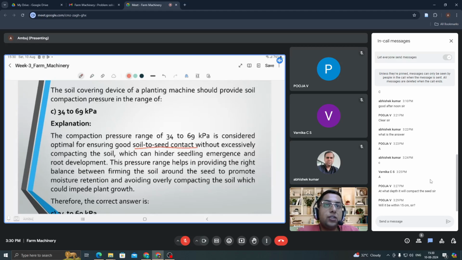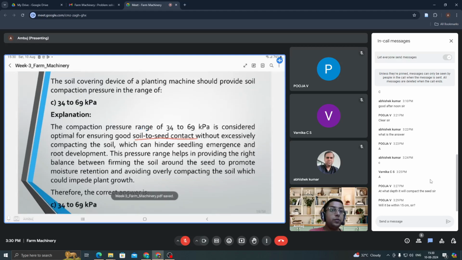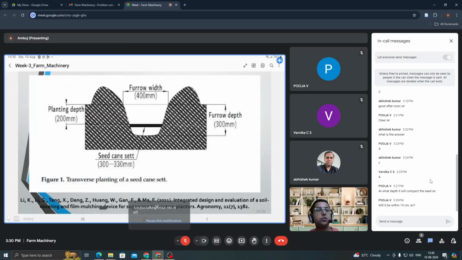This pressure range helps in providing the right balance between firming the soil around the seed to promote moisture retention and avoiding over compaction. As I already told you, over compaction is bad, and limited compaction is also bad, because moisture retention wouldn't be there. So what will happen? The seed will not be able to absorb the nutrients from the soil. Yes. Now try to see here.